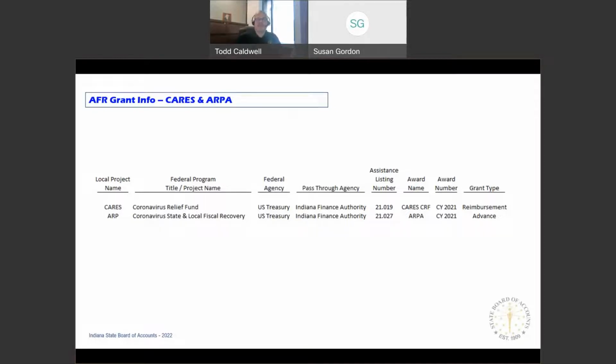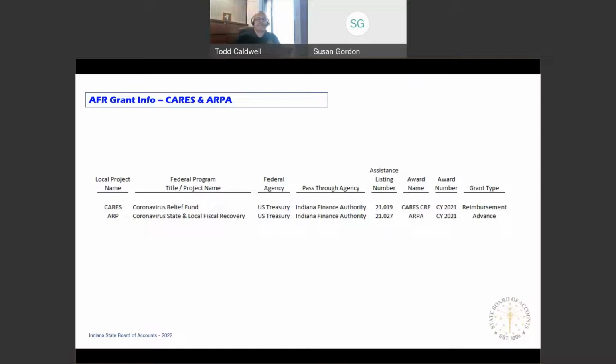The way that CARES and ARPA were rolled out, that didn't happen. That was just money that was, here it is, you're going to get it. They didn't have an award number, but you still need to put something in those boxes. So you can do simply calendar year, or CY 2021, or FY 21 for fiscal year 21. Just something to indicate that it was for 2021. Get that in that column. What you're looking at on the screen is the award number, the second from the right. Just something like that in there.